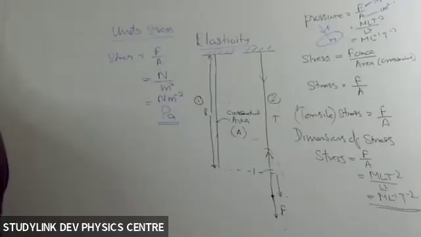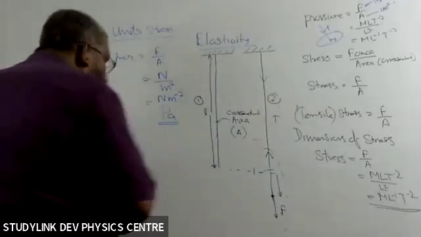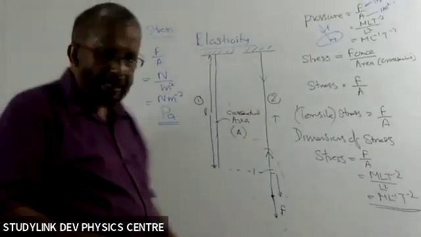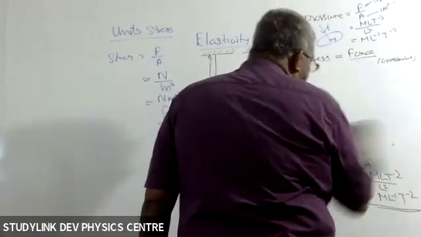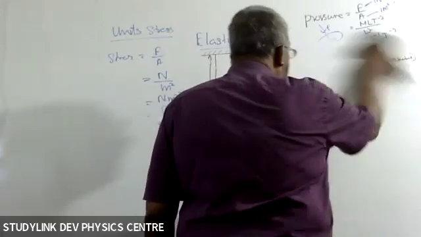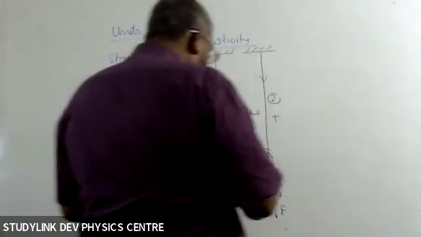Okay, now we are coming to the next part. We did not discuss how the length increases and how we are going to measure it, right? So that is called strain. Now, strain is the ratio between the increased length, that means extension, and the original length.